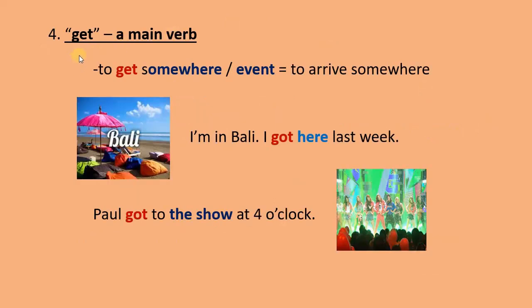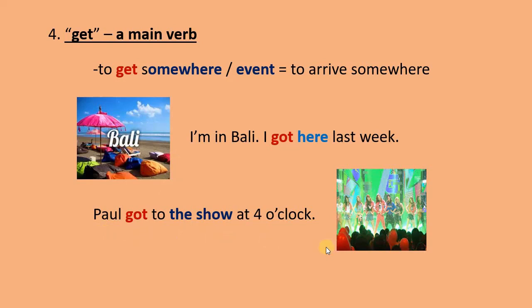Number 4, get as a main verb. Definition is to get somewhere or to an event. It means to arrive somewhere. Example, I'm in Bali. I got here last week. So this means I arrived here last week. Number 2, Paul got to the show at 4 o'clock.